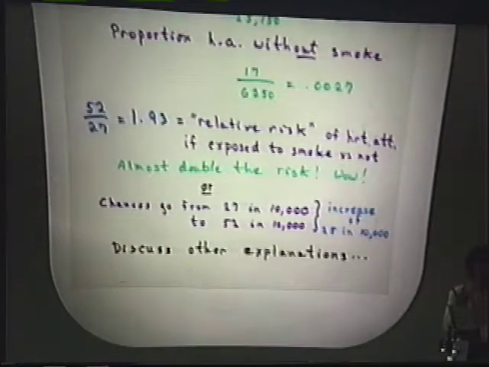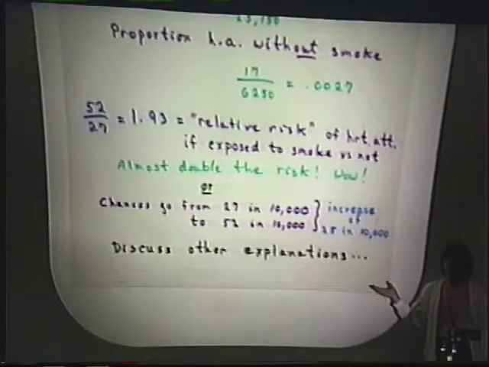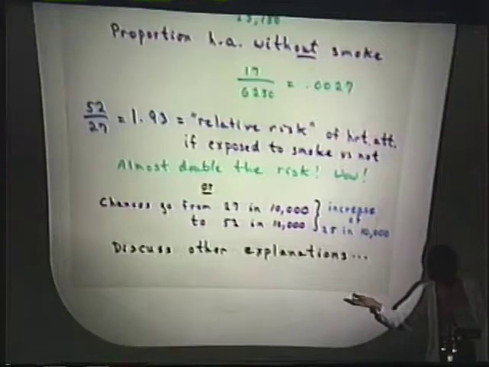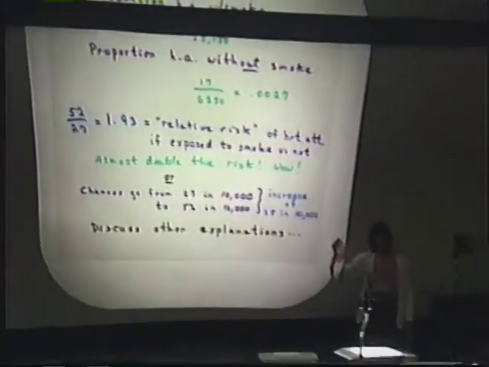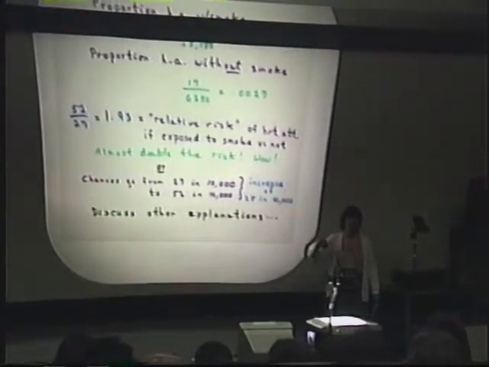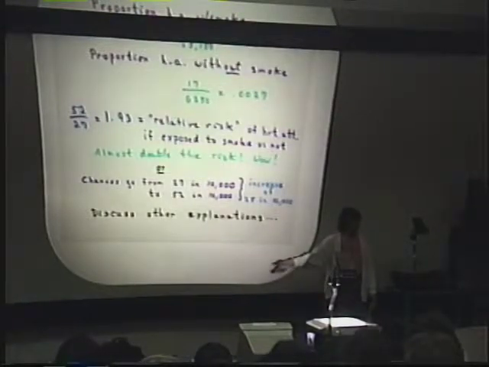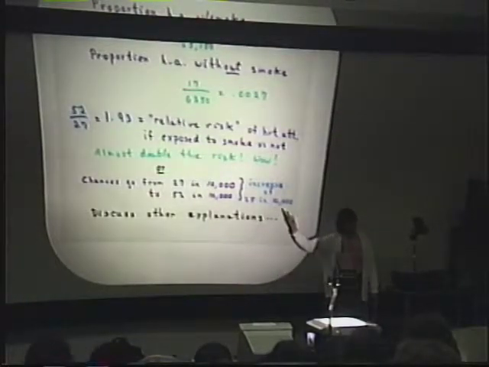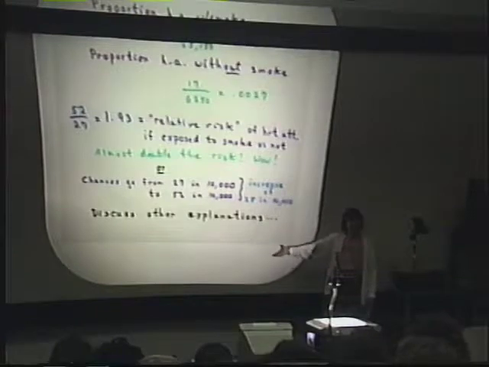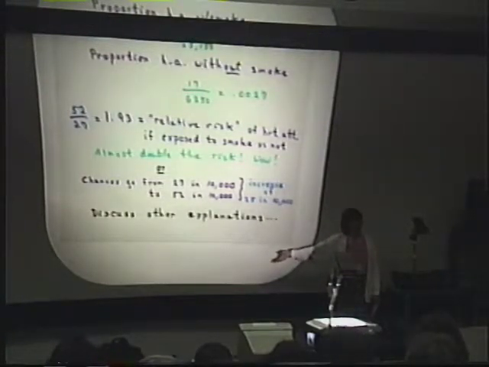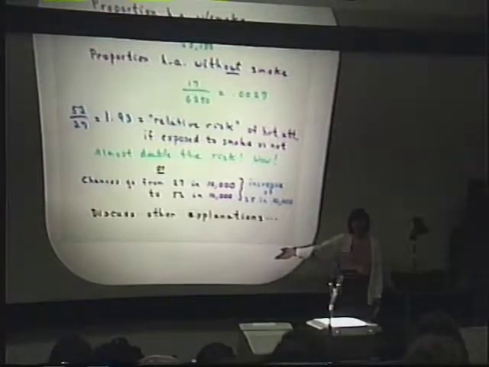Now, at this point, I would go into a discussion of other explanations, and I don't want to go into too much here because of time, but let me just ask you, do you think that if somebody lives with a smoker versus if they don't live with a smoker, is that the only lifestyle difference? Right. There are likely to be other lifestyle differences, and in fact, this is an observational study, so it's really not appropriate to make a cause and effect conclusion.